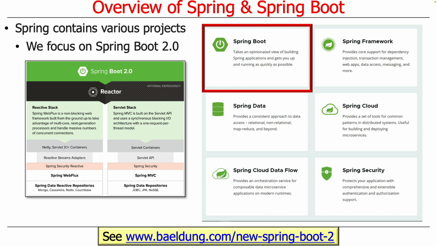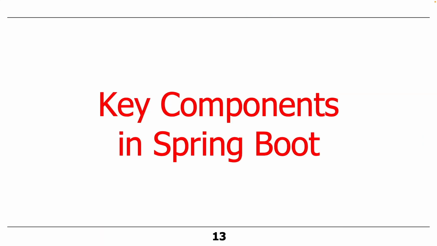But the key point is that there's two primary stacks in Spring Boot 2.0 that give you synchronous capabilities. That's what's called the servlet stack, and asynchronous capabilities, which is called the reactive stack. And so we're going to focus on both of those, starting with the more traditional synchronous servlet stack, or what's known as Spring Web MVC.